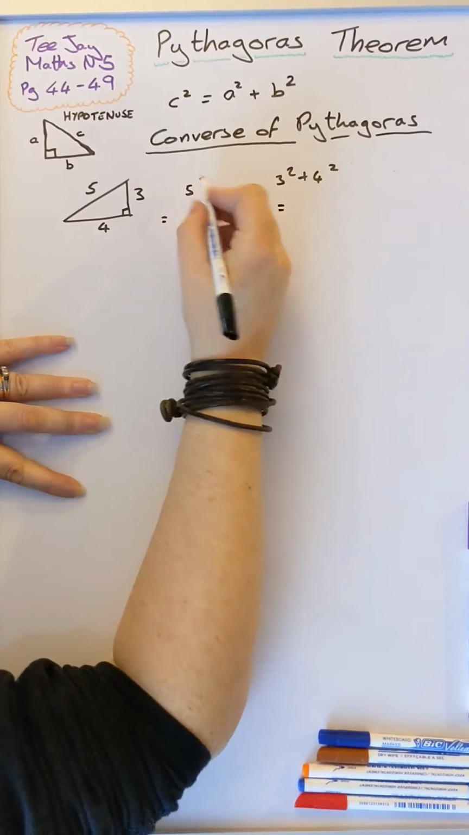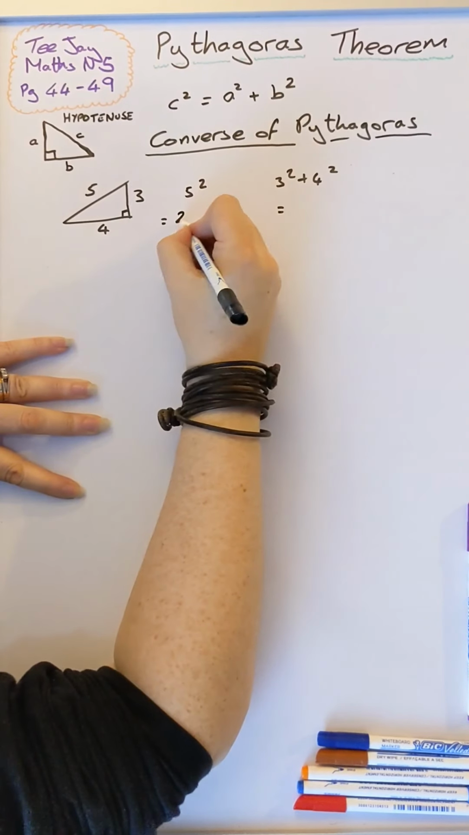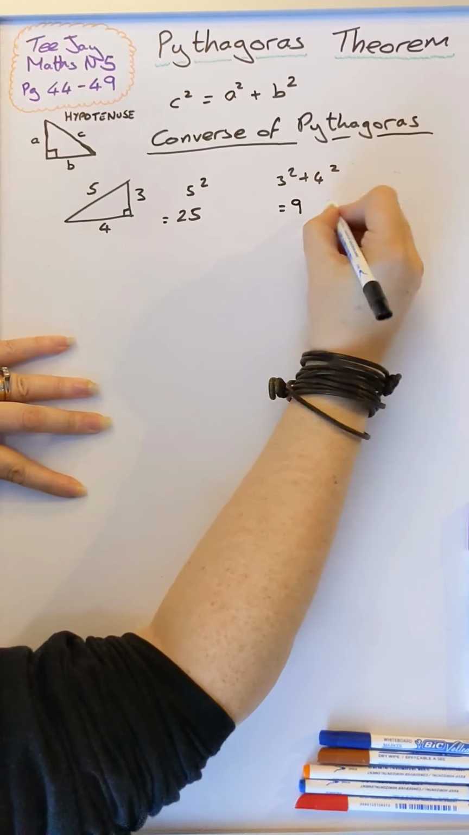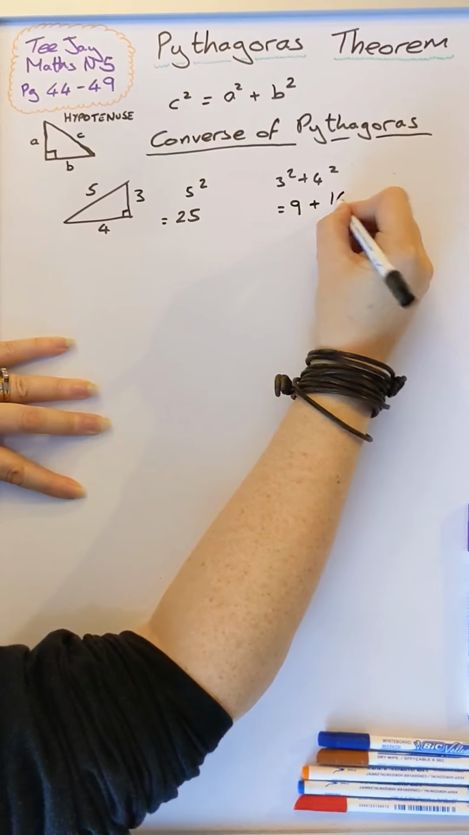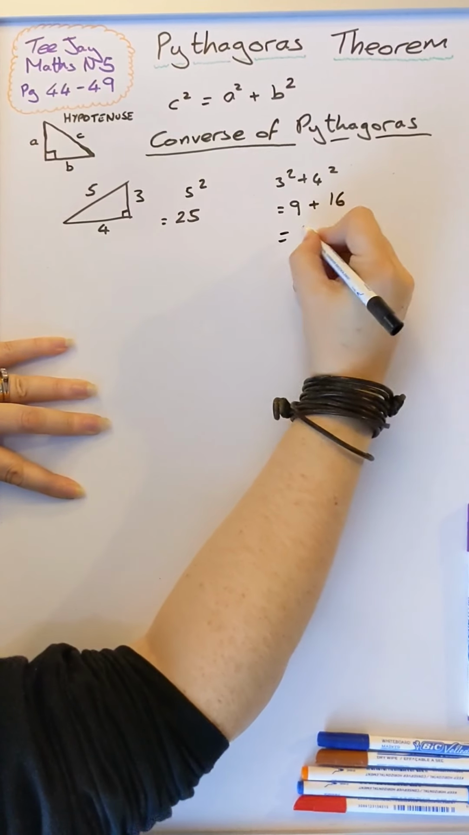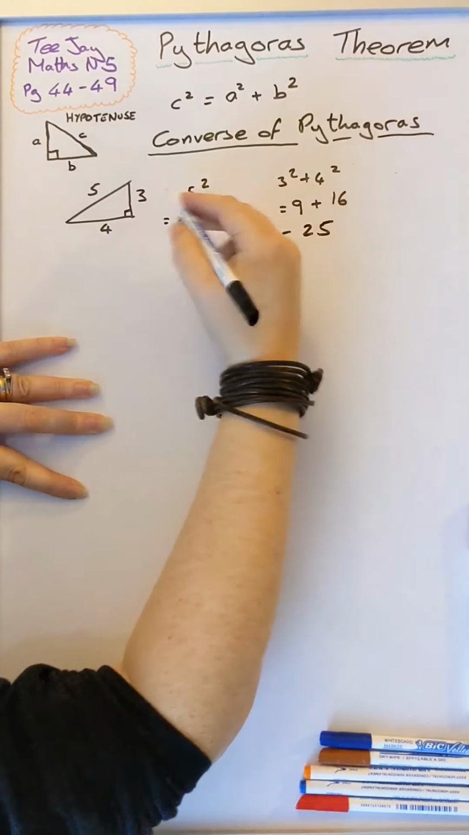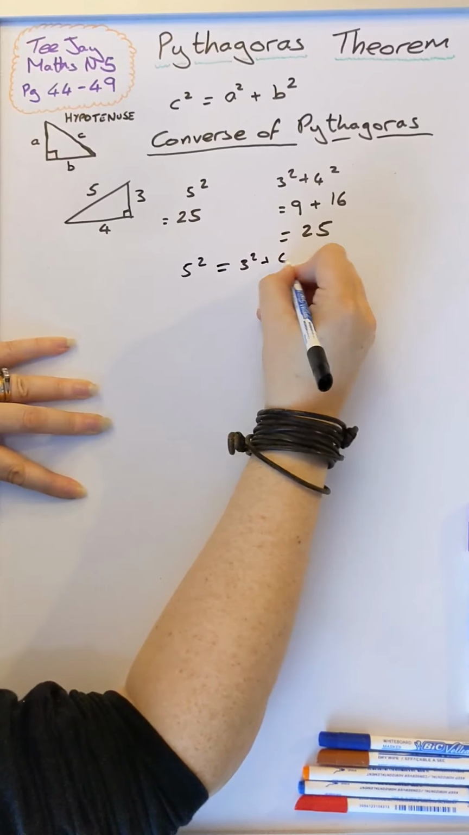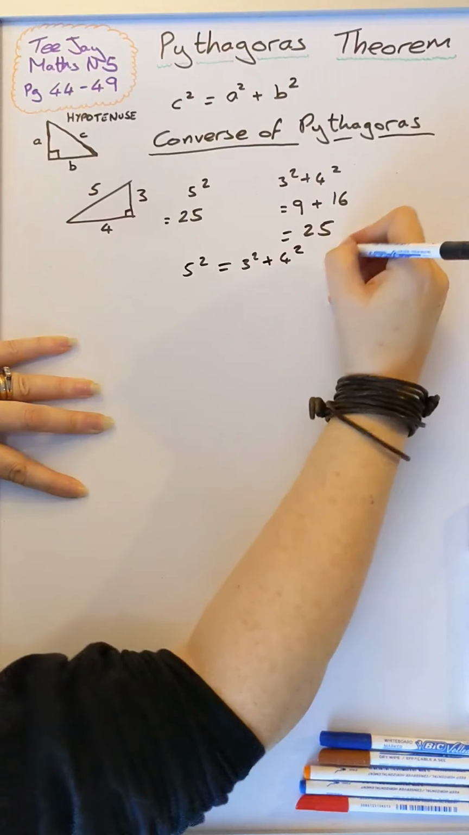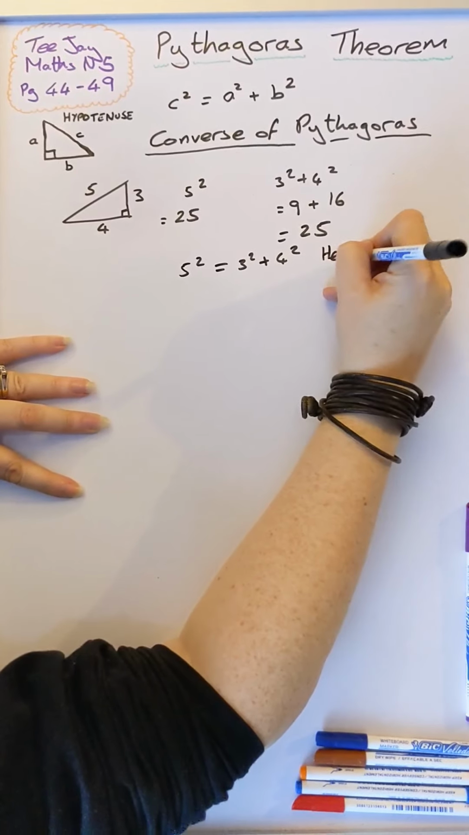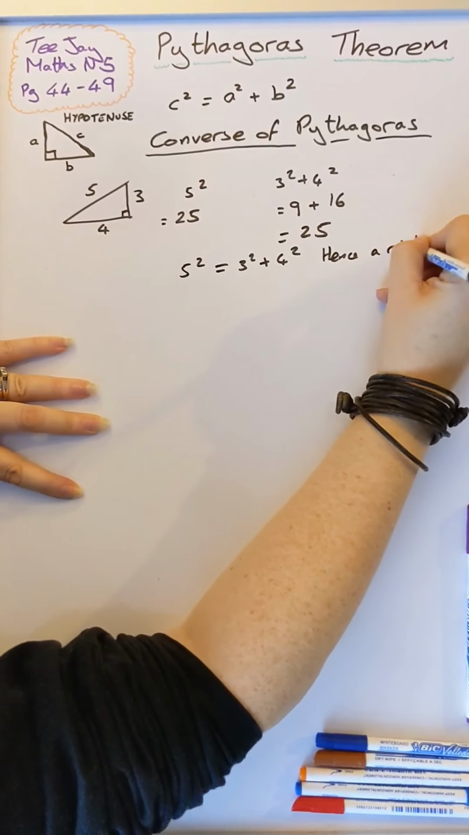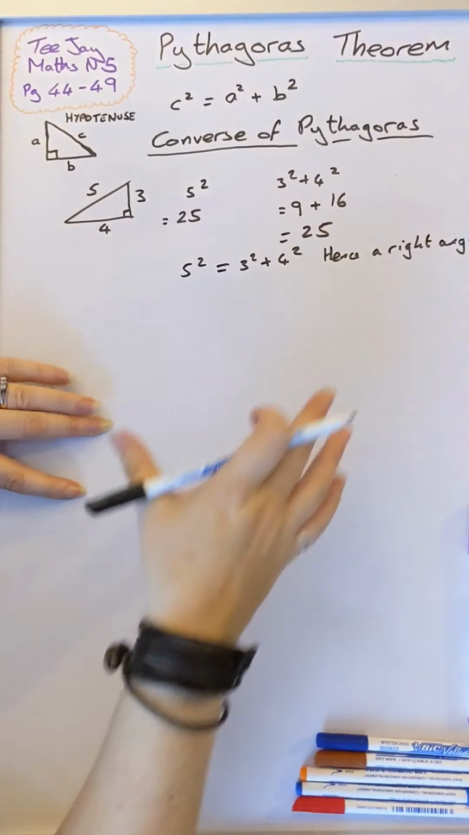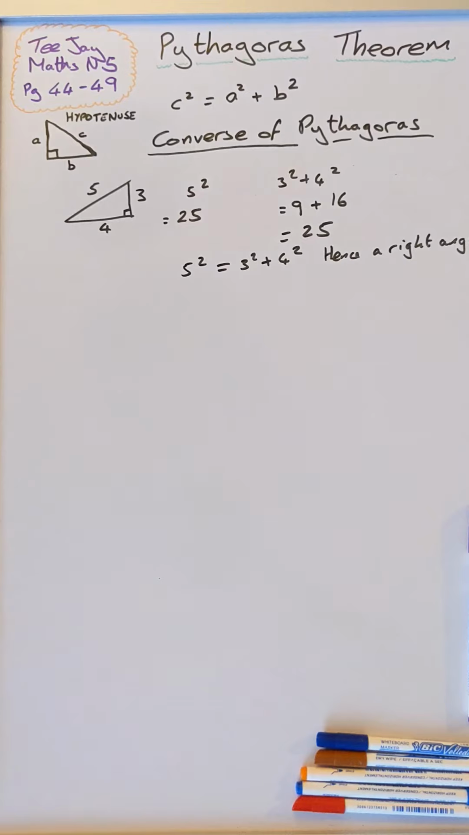So what I'm going to do is put in 5 squared, which is 25, and then put in my other numbers. 3 squared is 9, plus 4 squared is 16. 9 plus 16 is 25. So we can now say 5 squared equals 3 squared plus 4 squared. Hence, a right angle. And this is the format that we're going to take forward into all our questions.